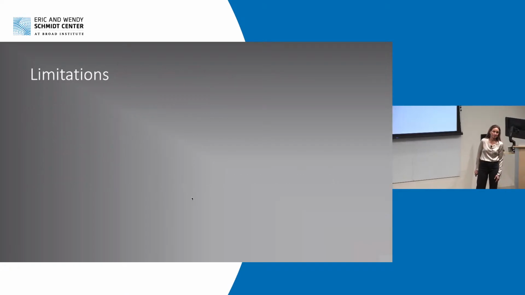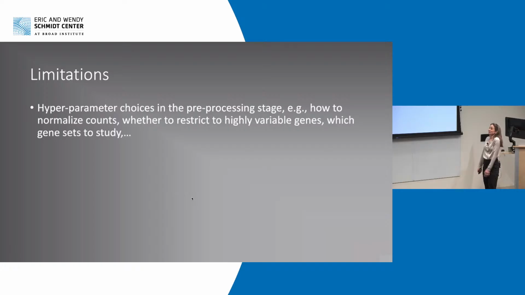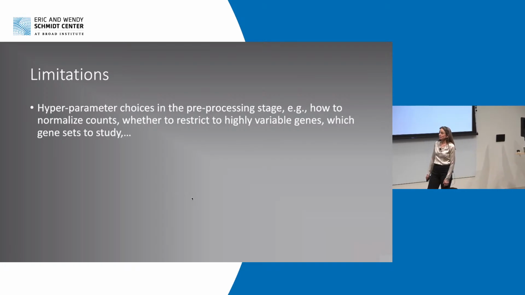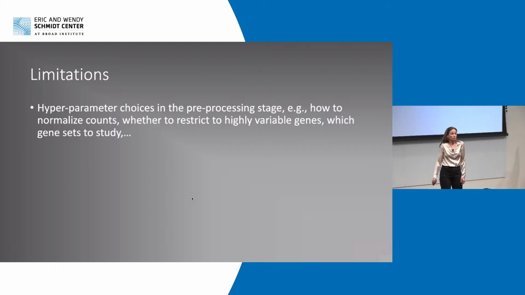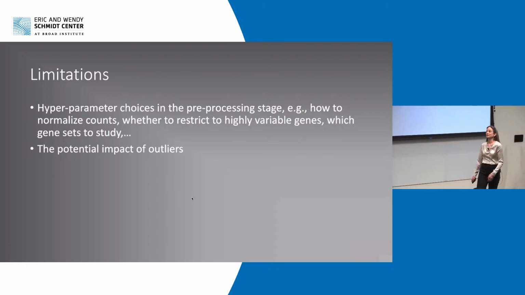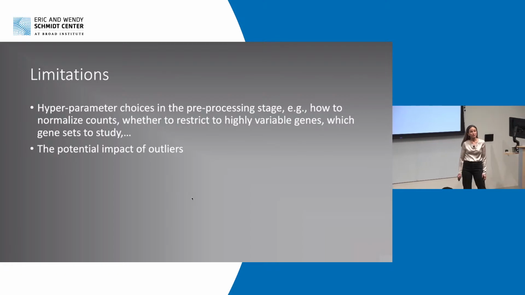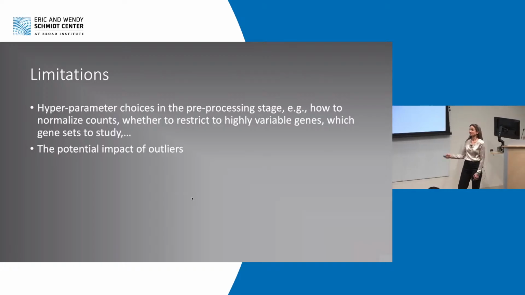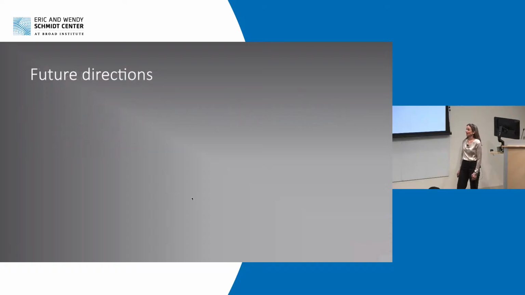Limitations, because there are always limitations. There are hyperparameter choices that have to be made when we do the pre-processing, for example, which genes to study, and the impact of outliers. So this is something that can be a serious problem when one is applying tools from topological data analysis, although there are ways around this as well. Interesting future directions we'd like to consider.